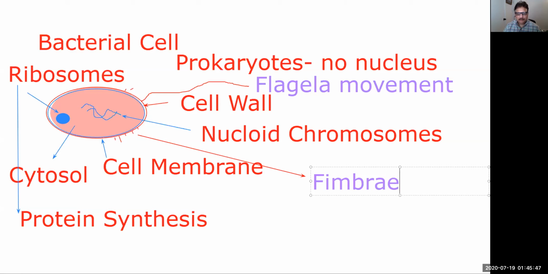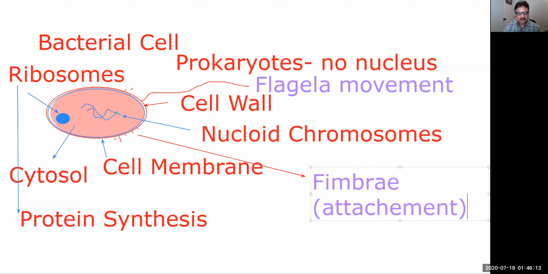fimbria. And what is the role of this? It's for attachment. The bacteria is swimming in the water or in the air. They need to attach to food material, or in the water, if the current is very high, in a flood situation, then they need to attach to a rock or to a food particle. That is achieved through fimbria.